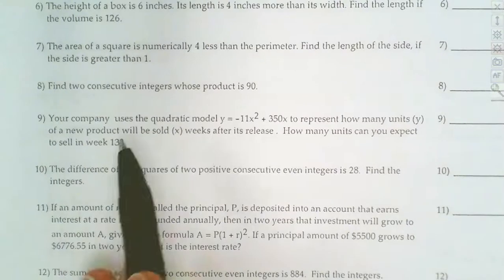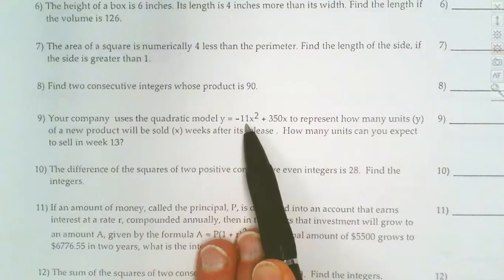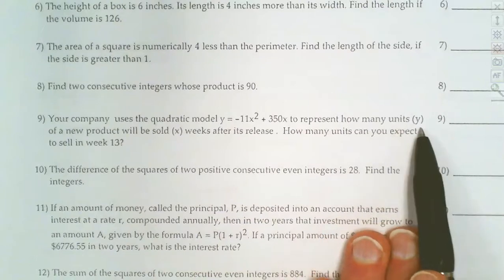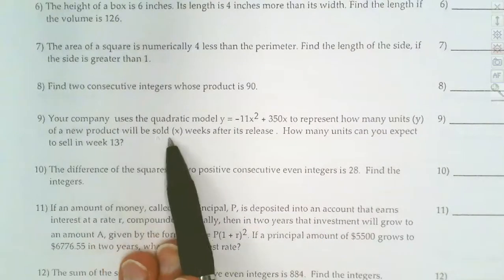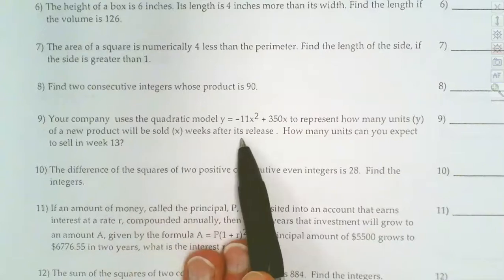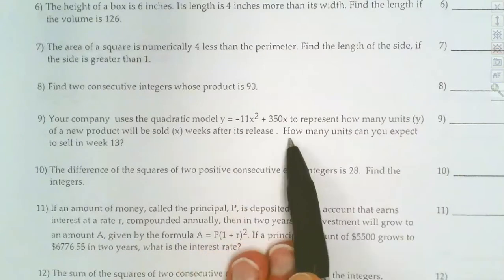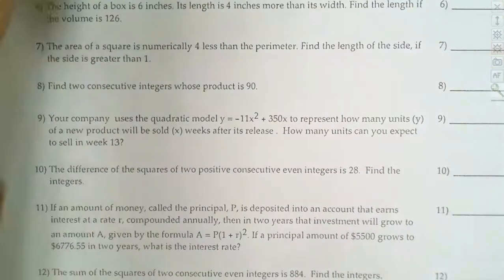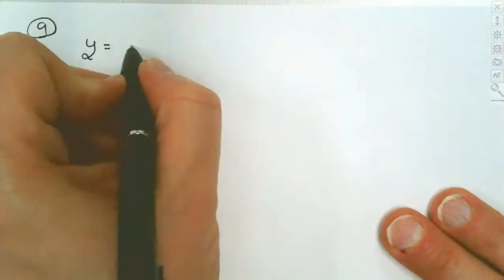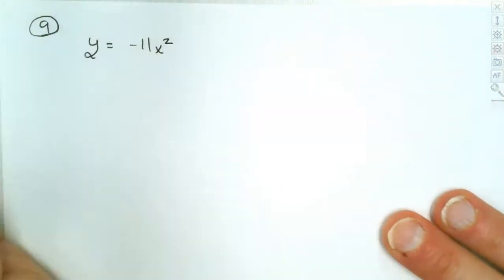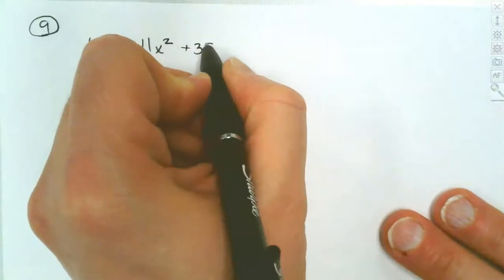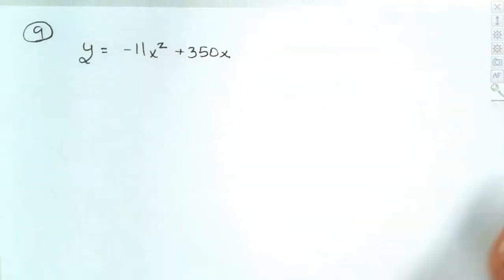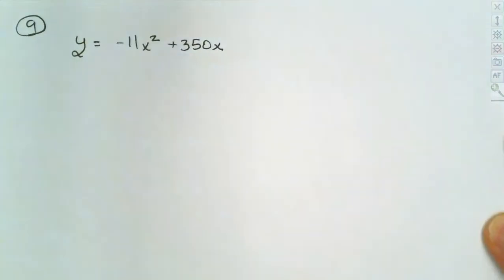So your company uses this quadratic model to represent how many units y of a new product will be sold in weeks after its release. How many units can you expect to sell in week 13? So let's first write up our model. So our model is y equals negative 11x squared plus 350x. Now let's make sure we know what x and y are.